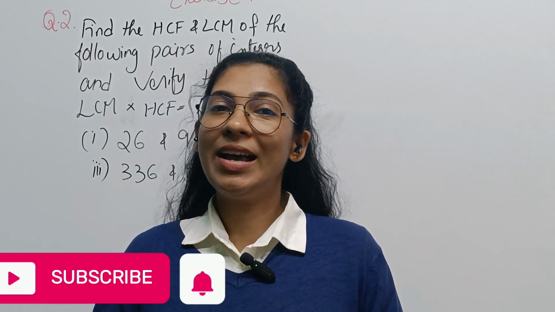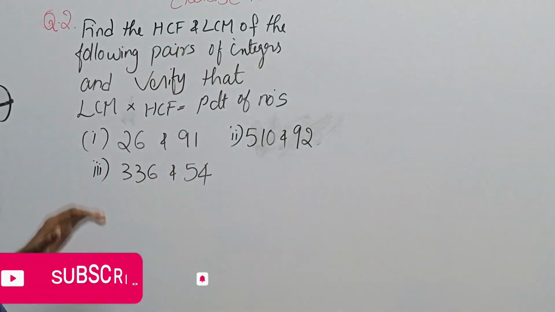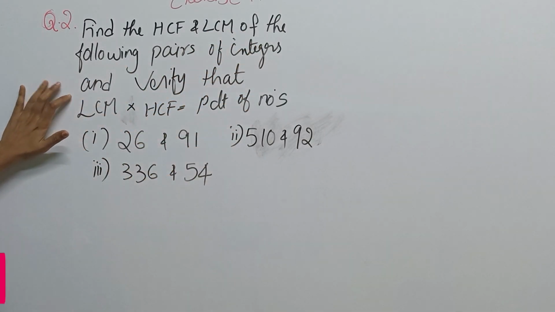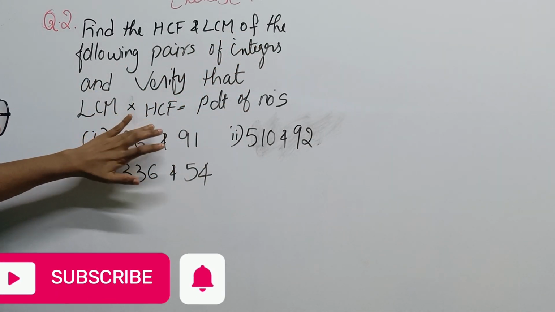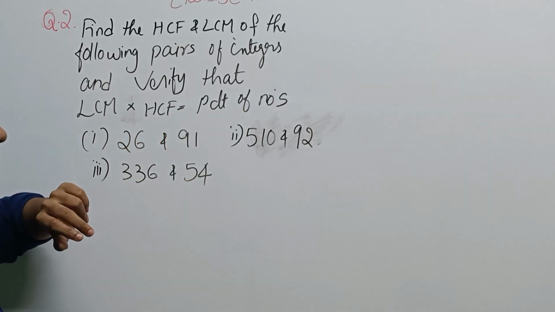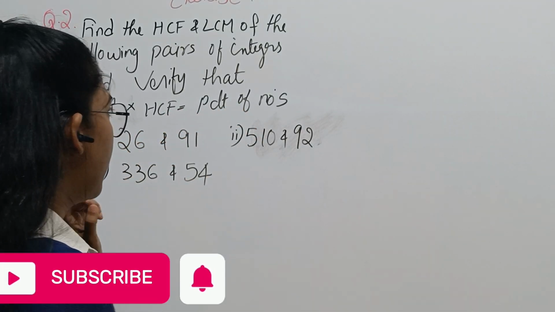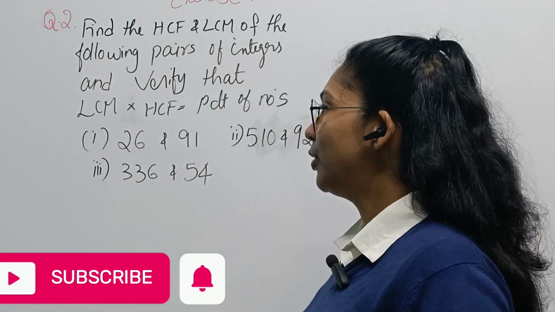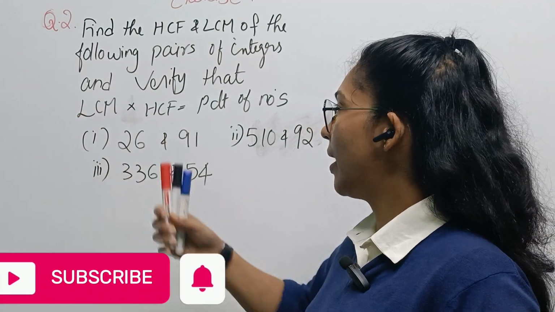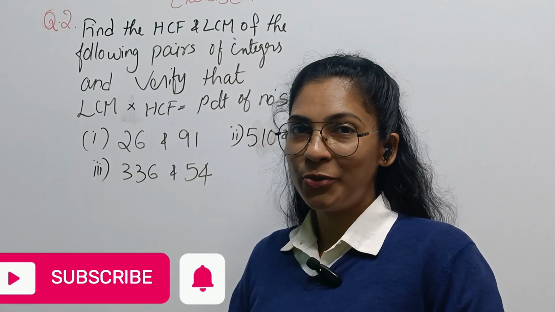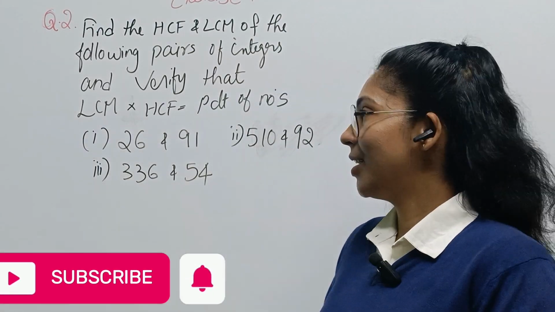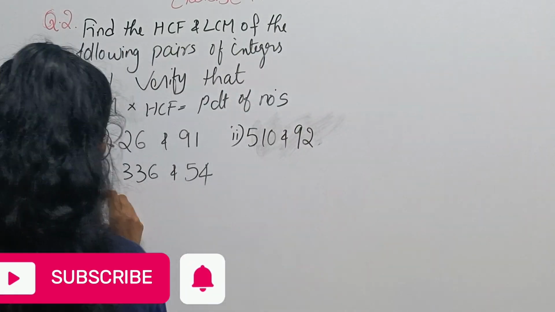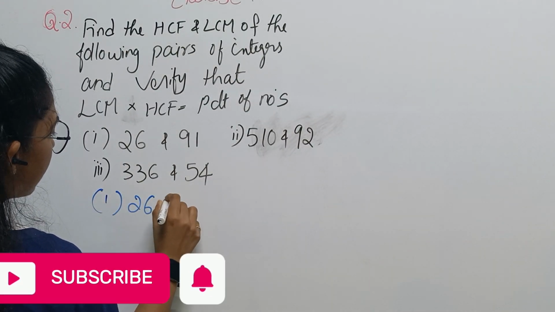Okay, so now let's start. So the question is, find the HCF and LCM of the following pairs of integers and verify that LCM into HCF is equal to the product of the numbers. We have to find the HCF and LCM of this pair of numbers and verify the relation LCM into HCF is equal to the product of two numbers. So this is the question. Now the first one is 26 and 91.